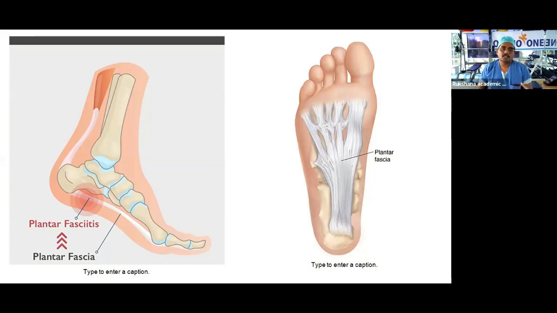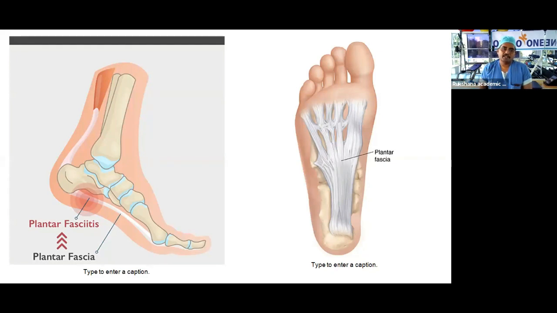The reason is, once the tight structure, that is the plantar fascia or the foot muscle or the calf muscle, stretches, it is good for any amount of walking. But once it contracts and you have to stretch it again, it will take some time. So that is the main reason that you have pain.